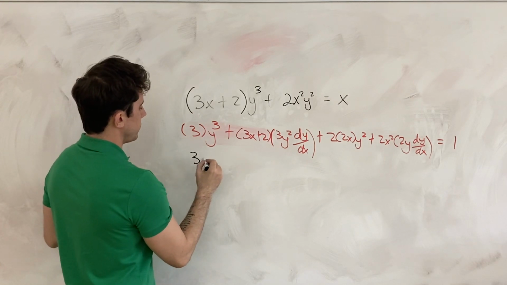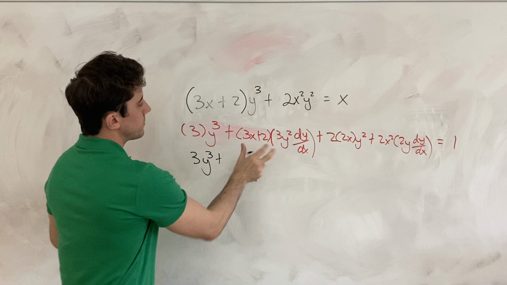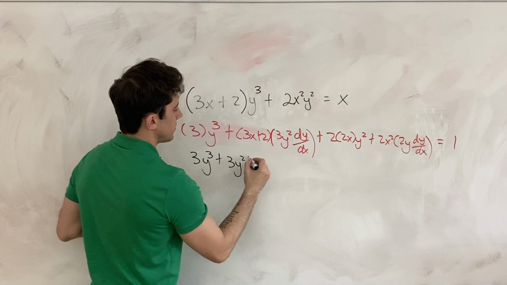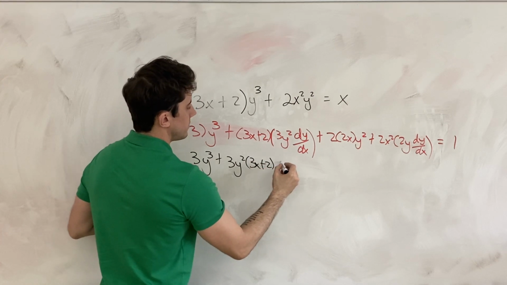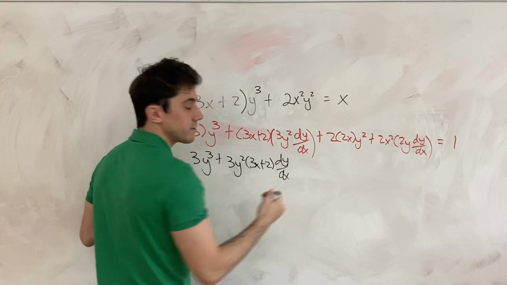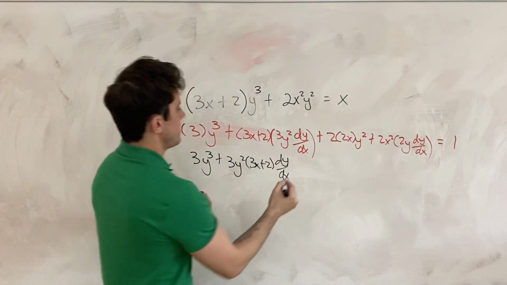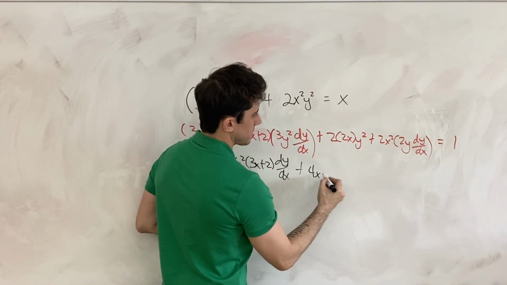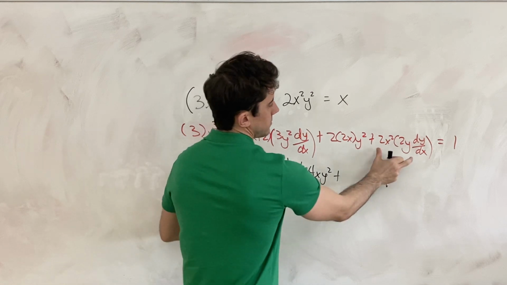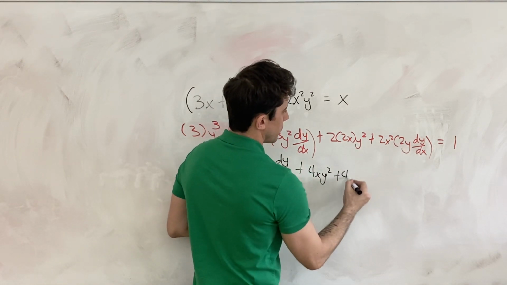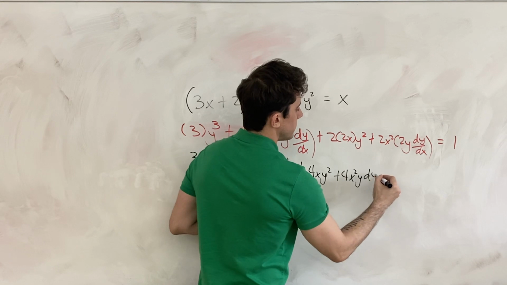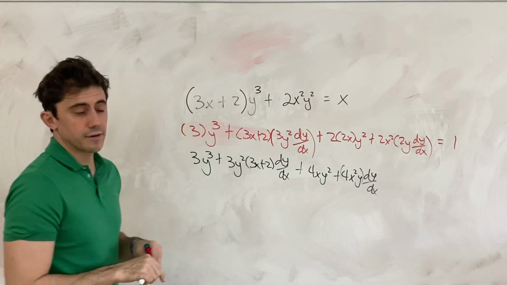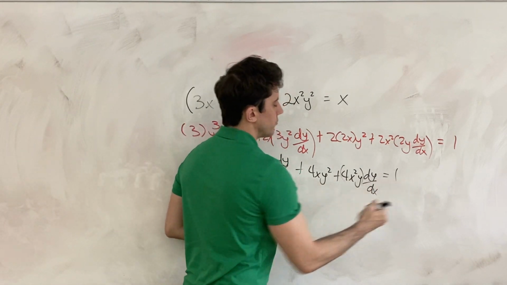We'll have 3y cubed plus. What I'm going to do here is write this term here as 3y squared, bracket 3x plus 2, times dy/dx. Okay, you'll see why in just a moment. Plus 2 times 2x times y squared, that is 4xy squared, plus 2xy times 2y, that's 4x squared y, dy/dx. I'll put a bracket just to be very thorough there. And all of that is equal to the right-hand side of 1.